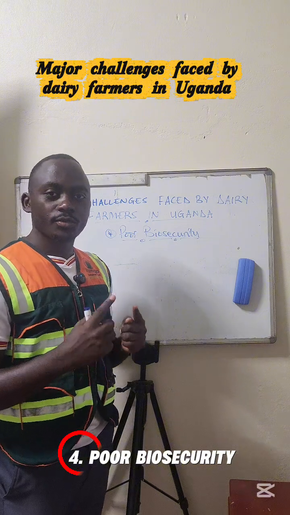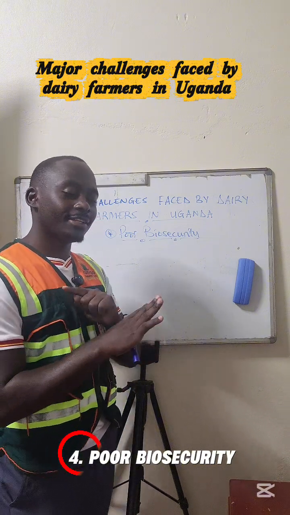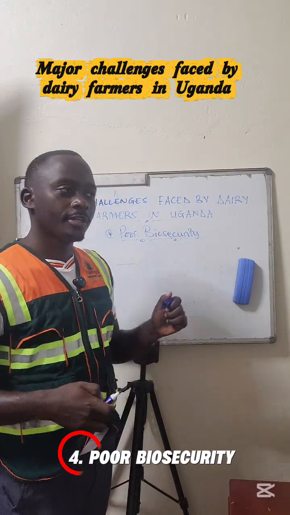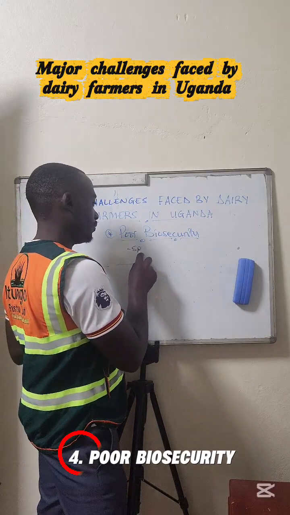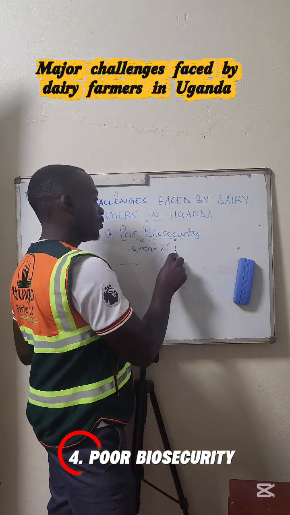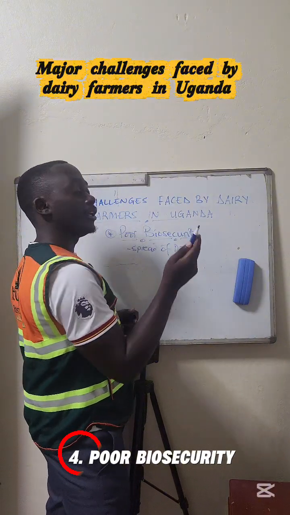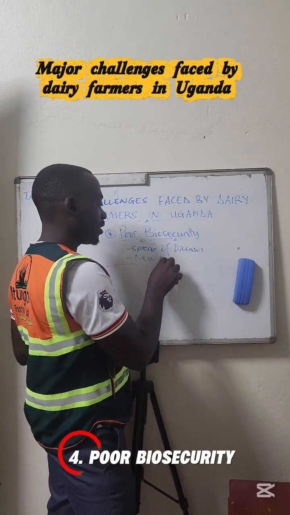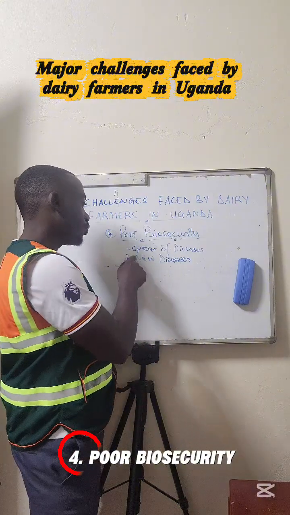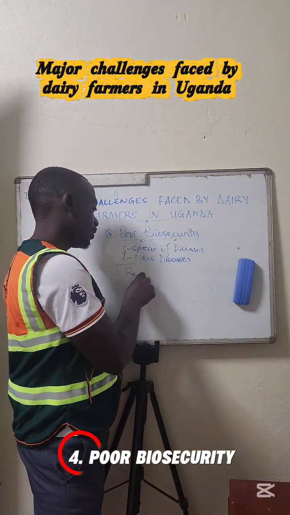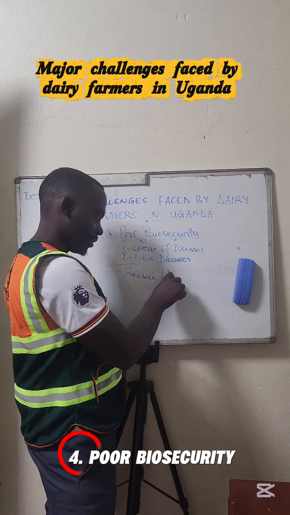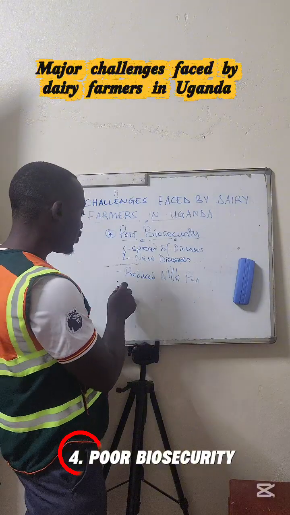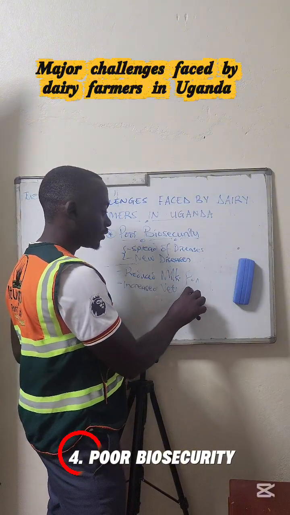In addition to that, you find tools and equipment being shared without any clear disinfection. And in so doing, you find that farmers are facing a rapid spread of diseases. Yes, even new diseases can be introduced on the farm. For our dairy production, this will result into reduced milk. That is the first thing, reduced milk production. And secondly, it is going to increase veterinary costs.